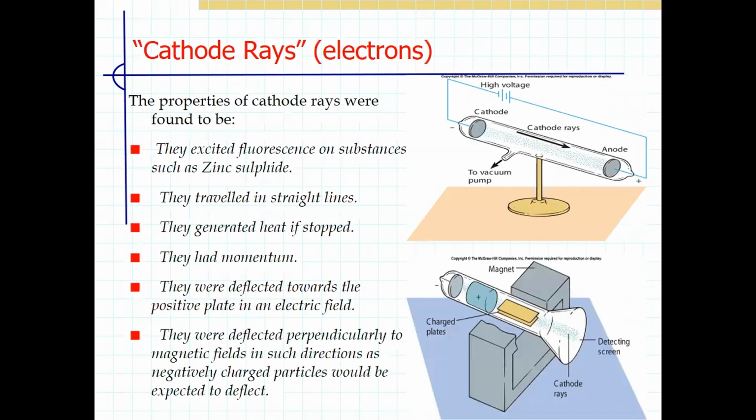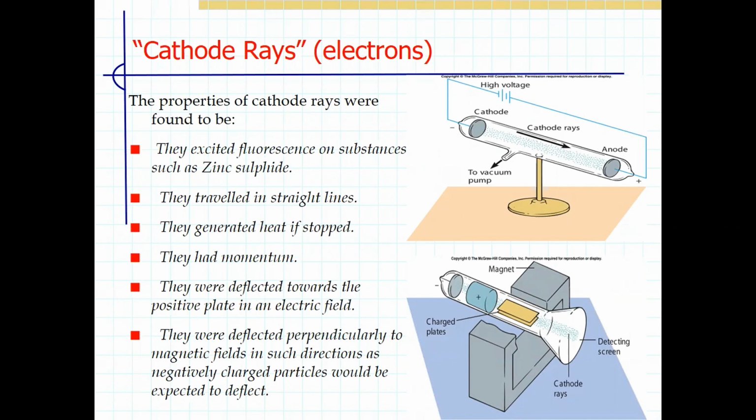The cathode rays, electrons, have properties that they can cause visible light emission from a zinc sulfide screen. They can travel in a straight line. They can heat if they are stopped. They have momentum. They are deflected towards positive plates, and an electric field influences them. A magnetic field also influences them.